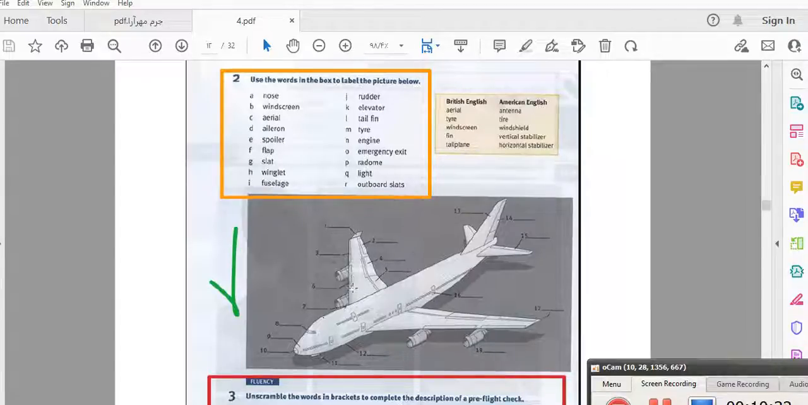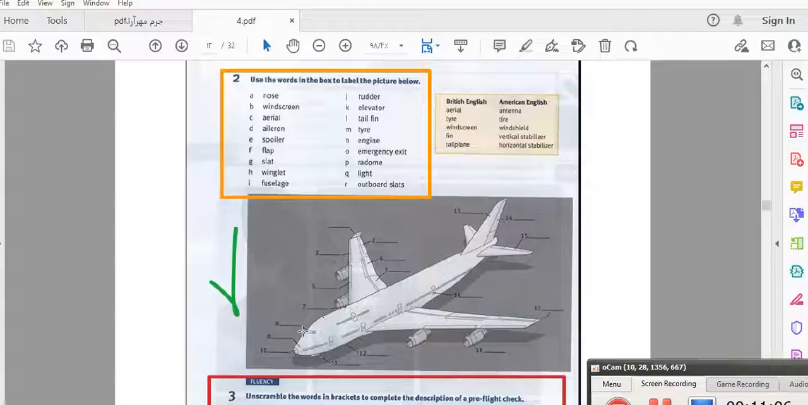Number 6, slat. See, the inner one is called flap, the outer one is called slat. They're really important. Insider and outsider. Both of them are important. Number 7, aerial. Number 8, window screen. Where is it? It's here. Window screen, the windshield of the airplane.